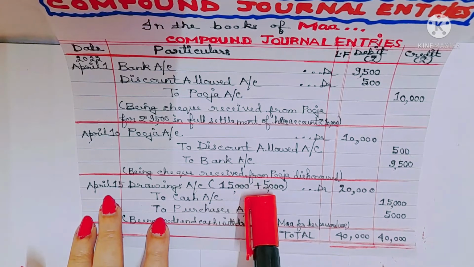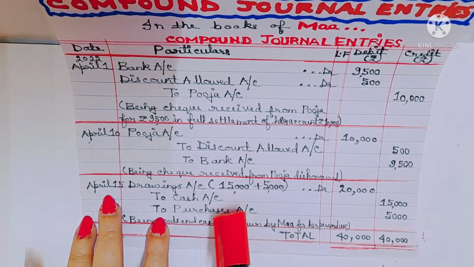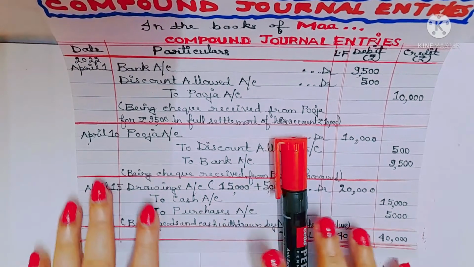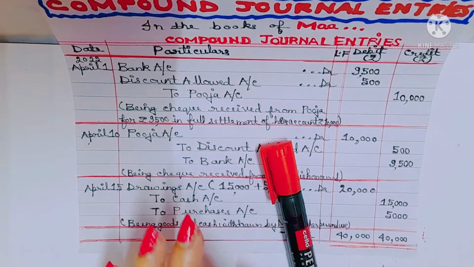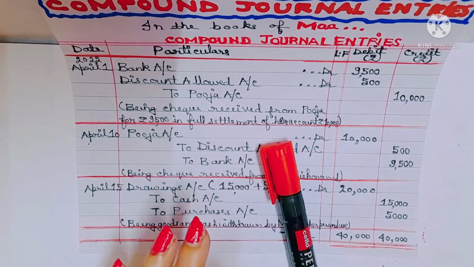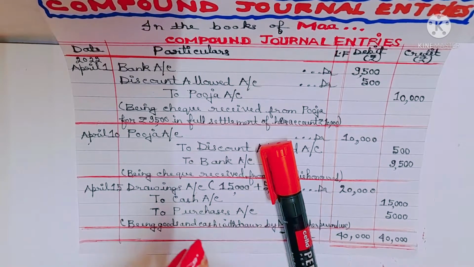I have already told you, don't write goods, you have to write purchases account. Instead of goods, you have to write purchases account. Why don't we write goods? I have discussed it also, I've told you many times. Let me tell you one more time.